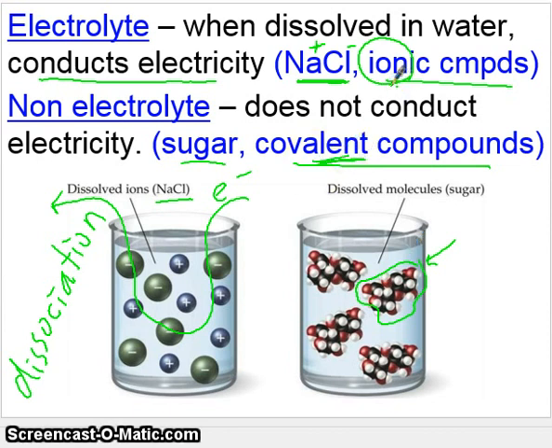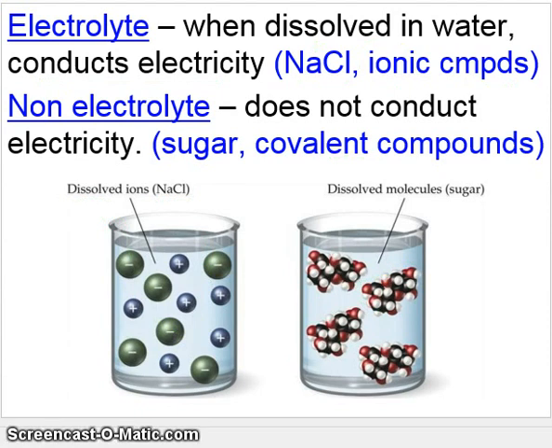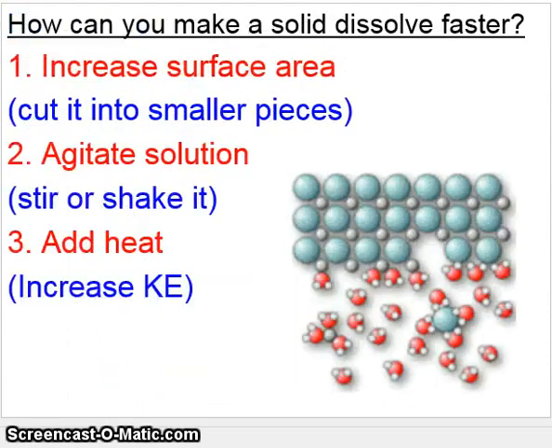So let's take a closer look at the solution process. Here it says, how can you make a solid dissolve faster? Before we discuss that, let's take a look at the actual solution process. Here you have an example of sodium chloride, a salt.